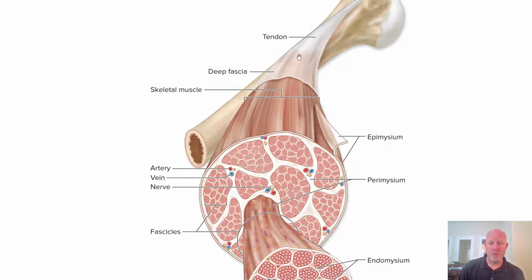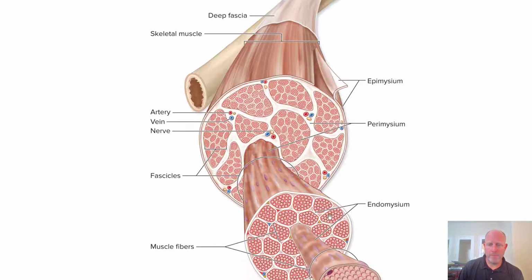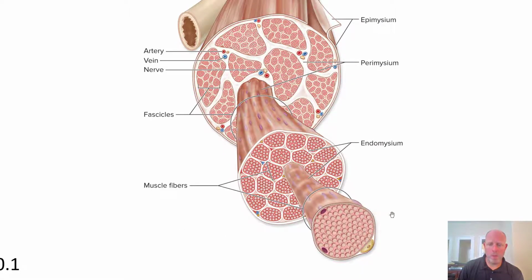The deep fascia here is that outer fascial layer. We have our skeletal muscle itself here. This is the epimysium, going contiguously with this tendon. Then we have an artery and veins, which go basically parallel with these fibers, and nerves here. So you see the difference in the nerves, arteries, and veins throughout. There's a fascicle right here, a group or bundle of fibers. We have the perimysium surrounding a fascicle, and then the endomysium surrounding individual fibers.